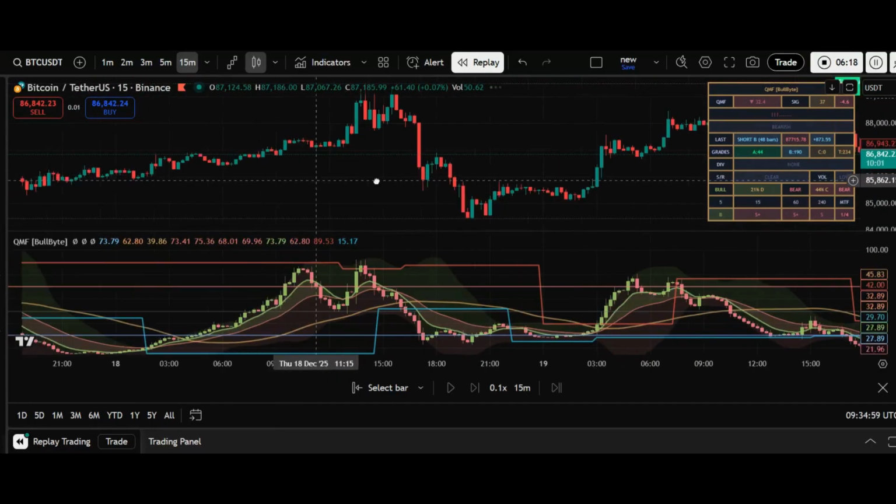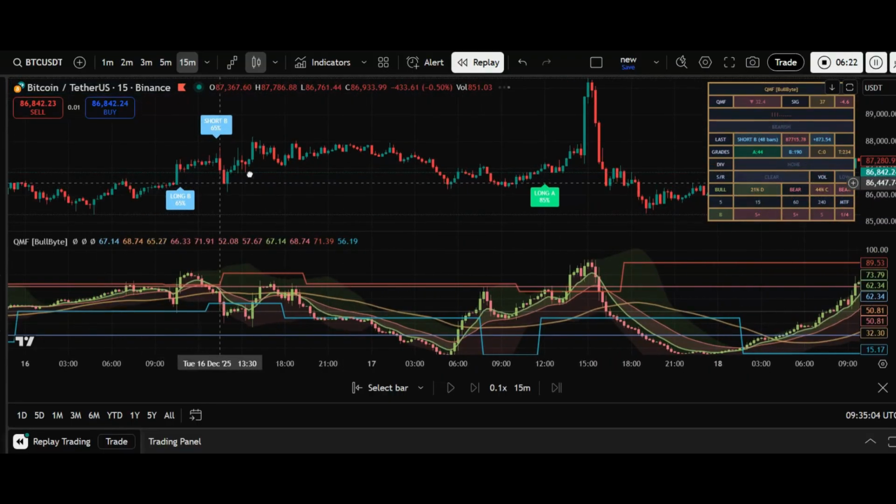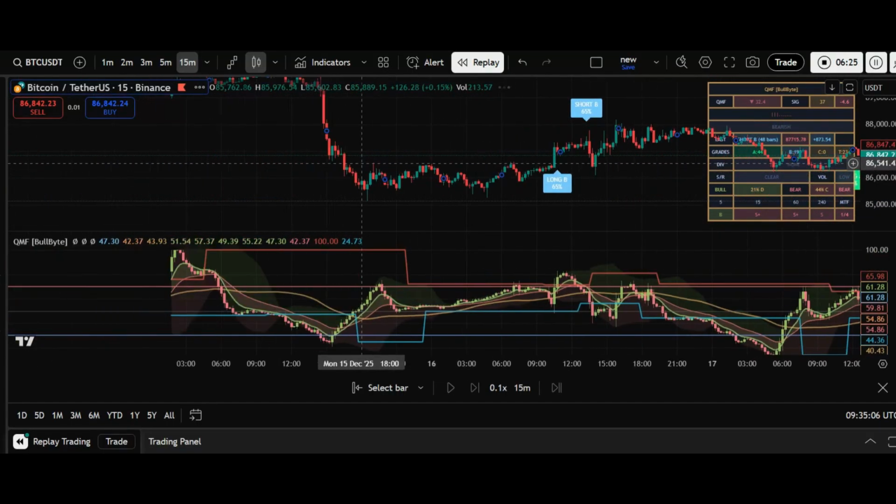Alright everyone, that wraps up today's tutorial on the quantum momentum fusion indicator. I really hope this was helpful and gave you a clear understanding of how to use this powerful tool in your trading.